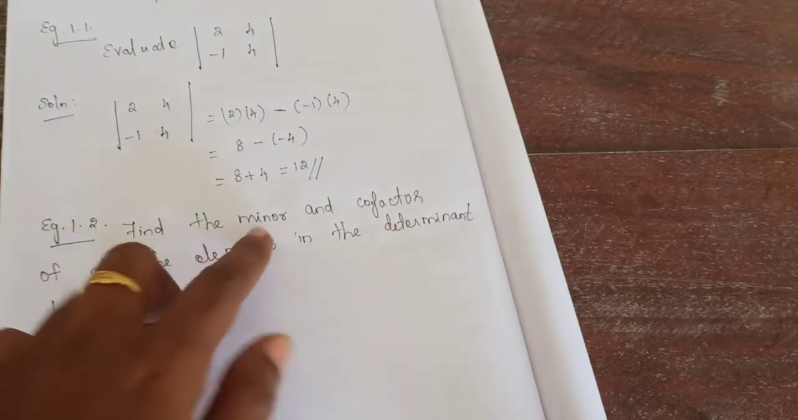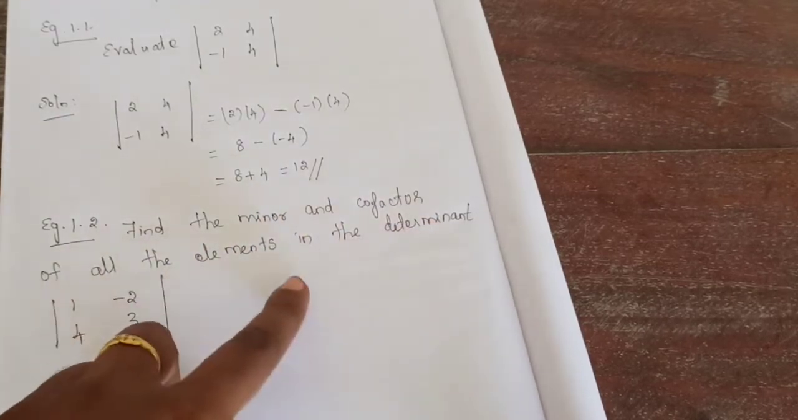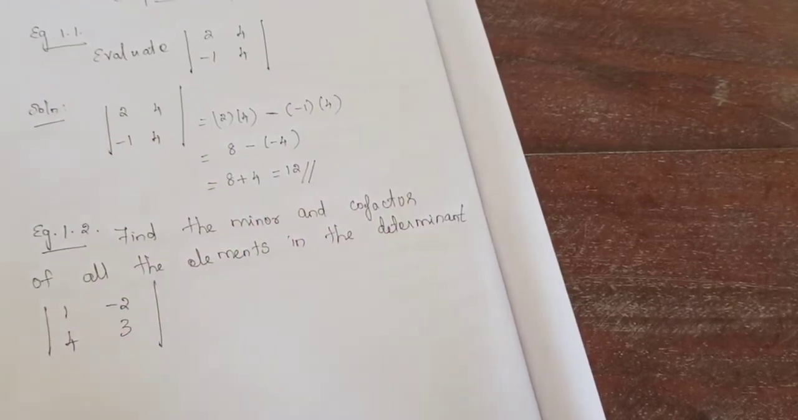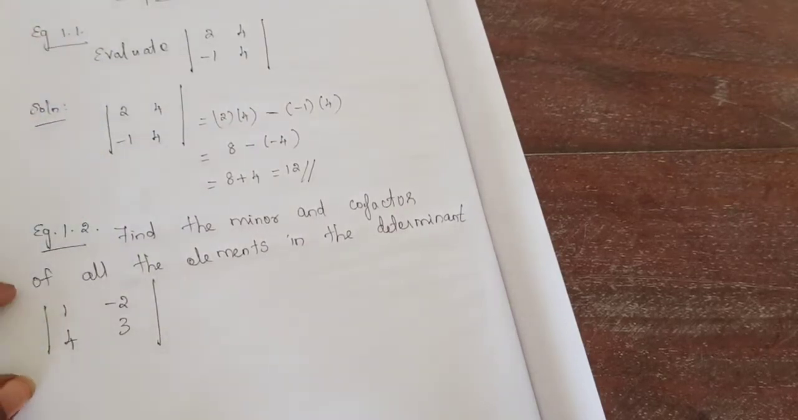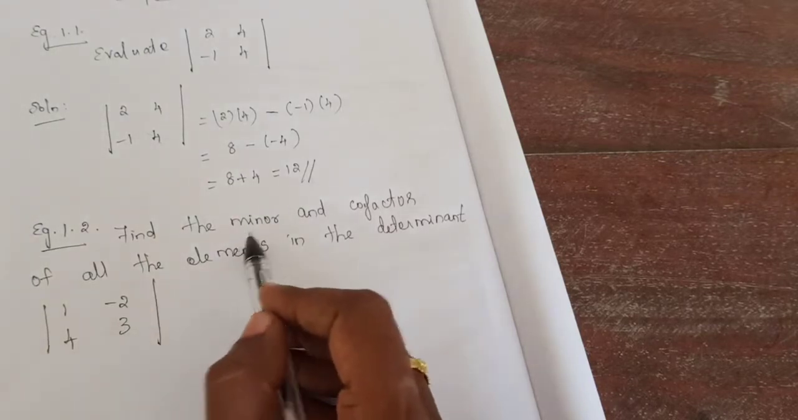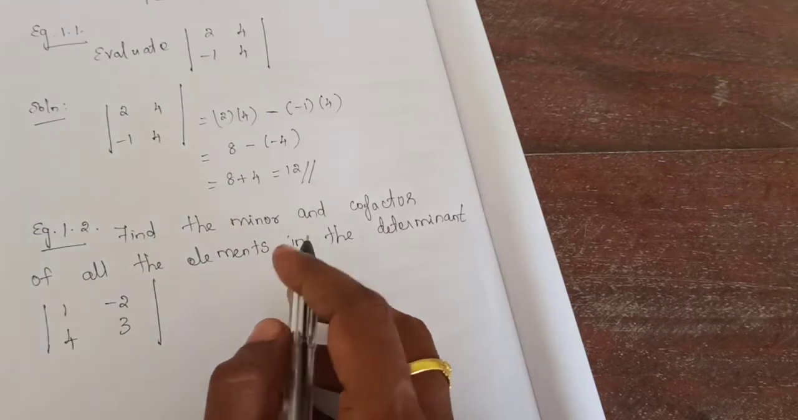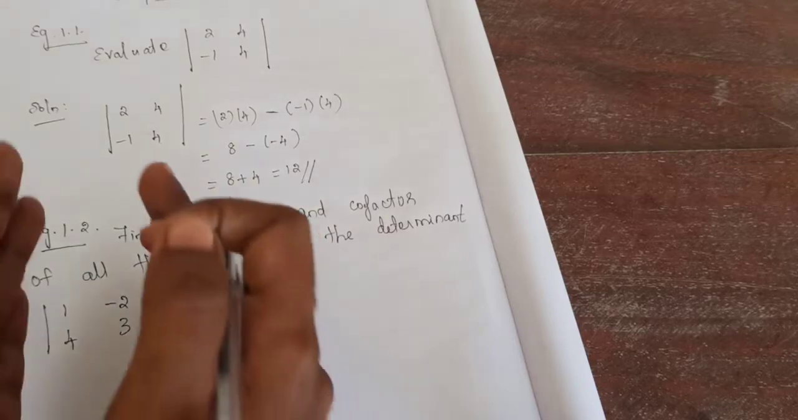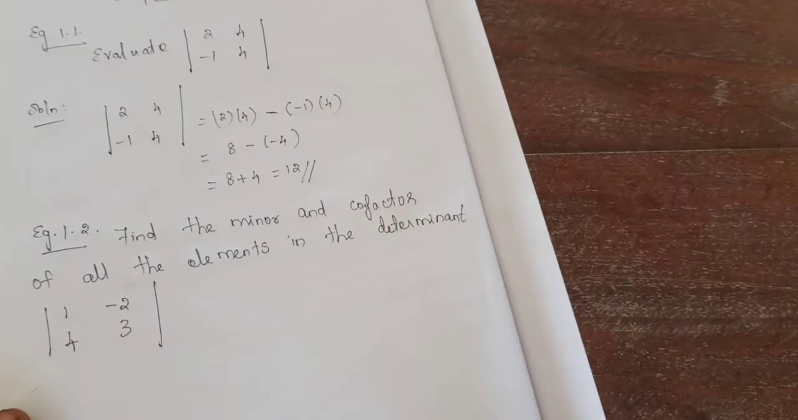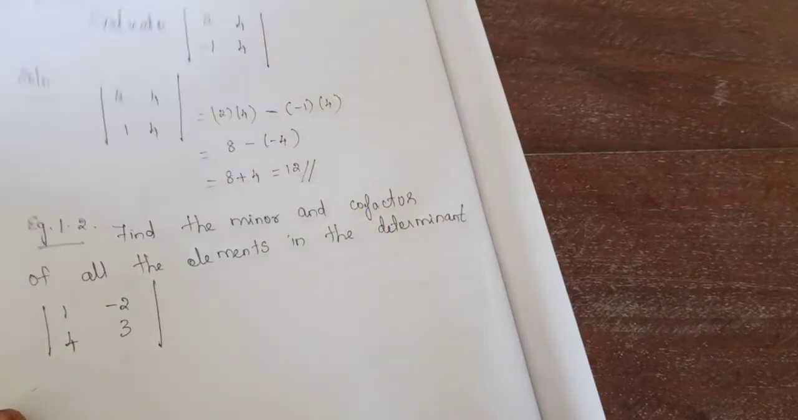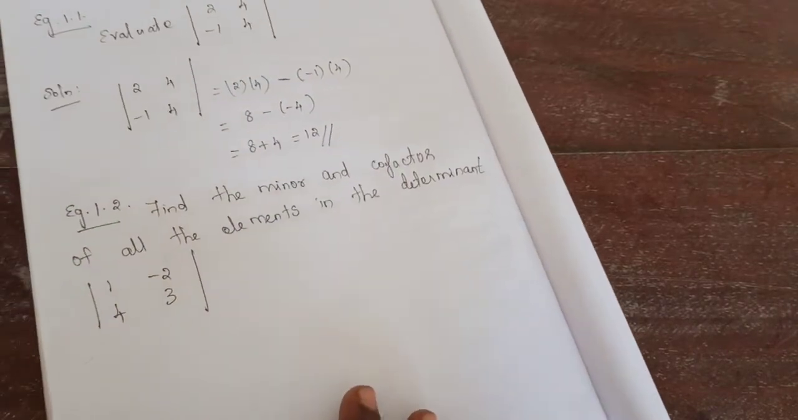Listen here. Find the minor and cofactor of all the elements in the determinant. Now you will have a doubt. In the last problem, example 1.1, they asked the same determinant, and you just cross multiplied and found the answer. For what purpose do we need to do it like this here? Read the question carefully. Here they want us to find the minor and cofactor. If they simply ask to evaluate, you just cross multiply. But here you need to find the minor and cofactor, so you need to do it separately.